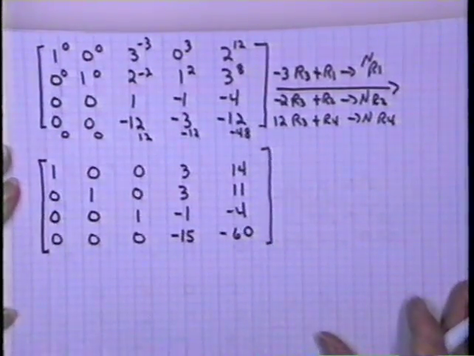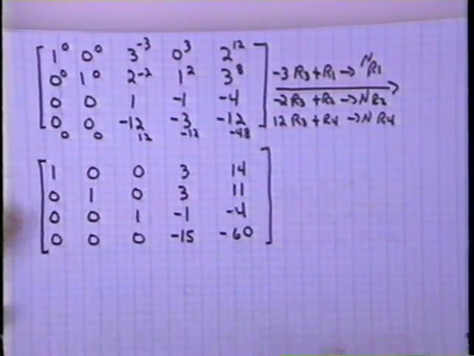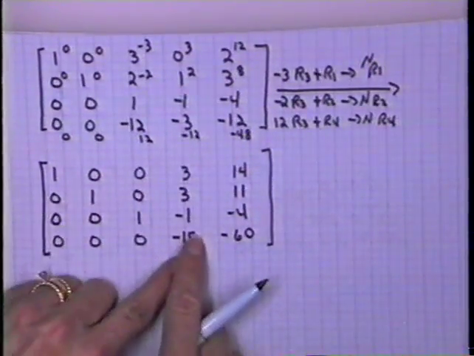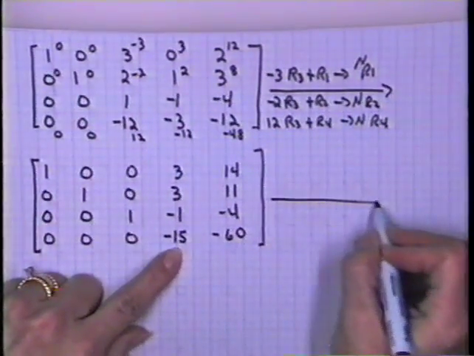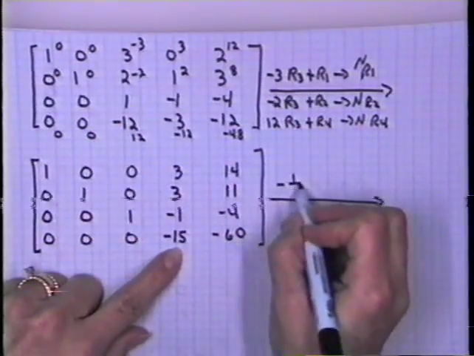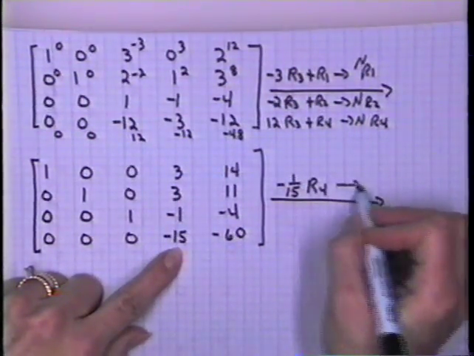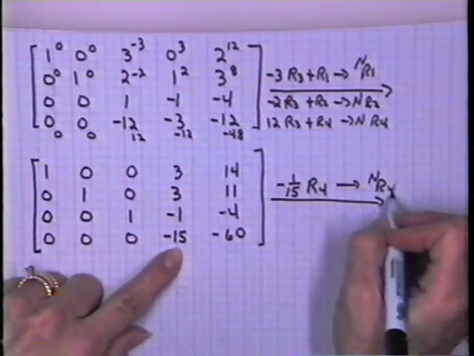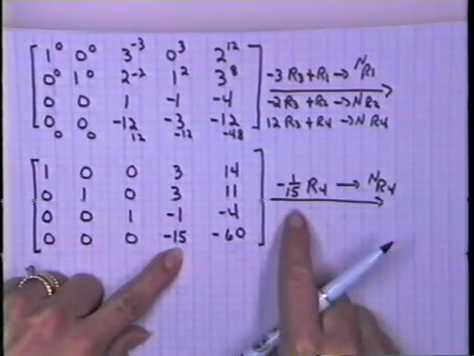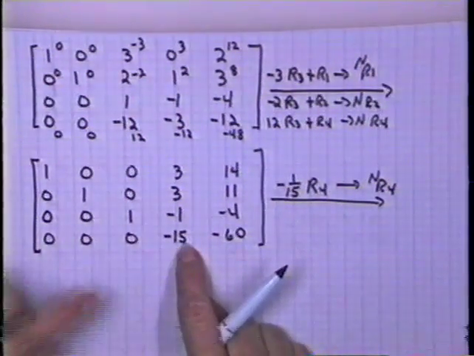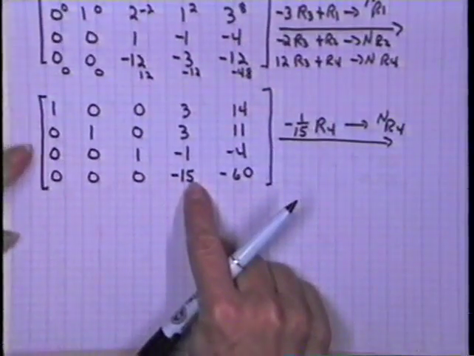Okay, well, we're getting real close. Let's not give up yet. We've got ones, zeros. Now let's go diagonal. We need a 1 right here. So we're going to take negative 1/15 times row 4, and that will become my new row 4. Do you see why we're doing that? Negative 1/15 times negative 15 is a positive 1. We can just use the reciprocal of that number right there.